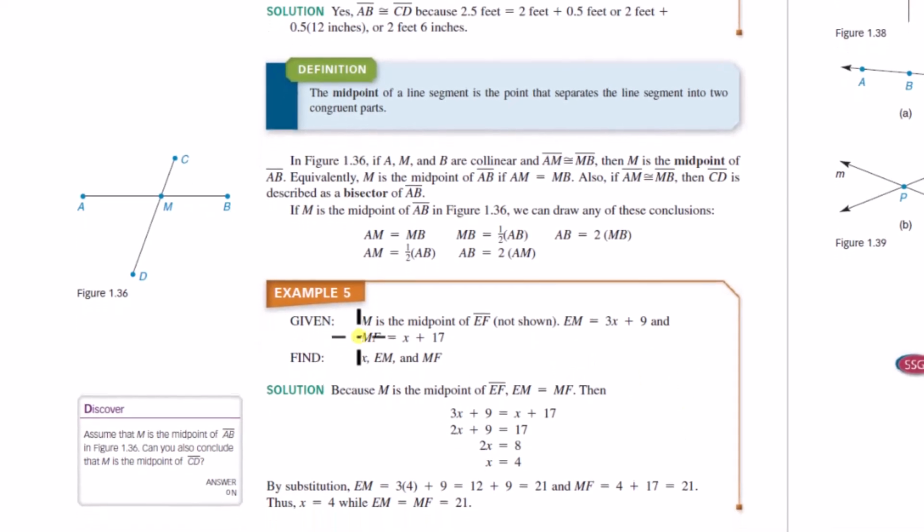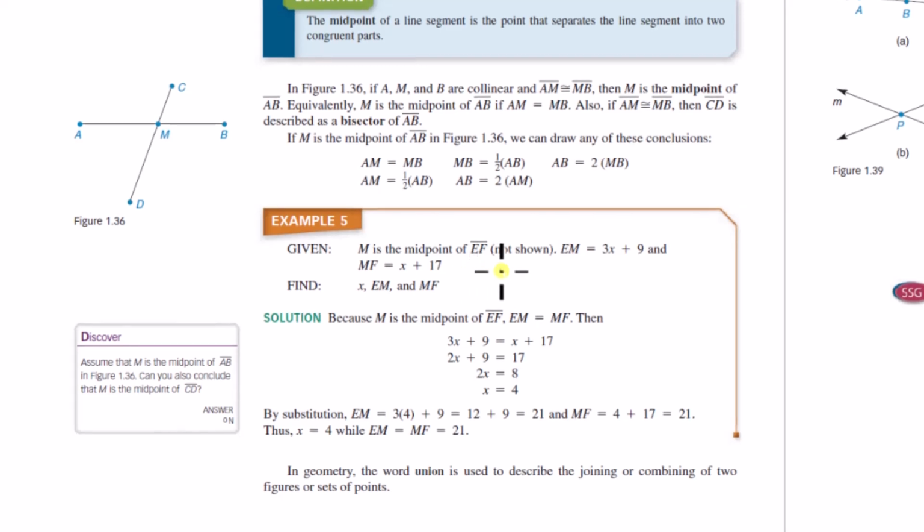All right, given M is the midpoint of segment EF, not shown, EM is equal to 3x plus 9, and MF is equal to x plus 17. Find x, EM, and MF.